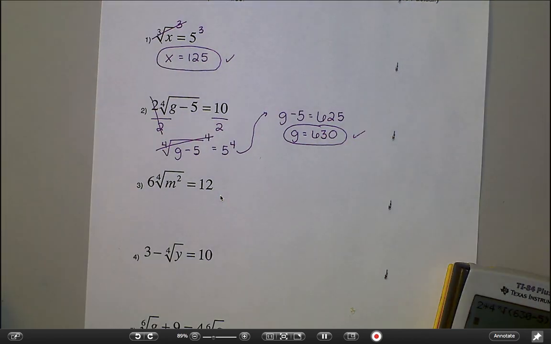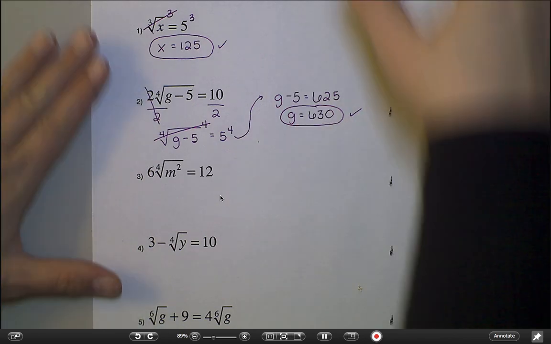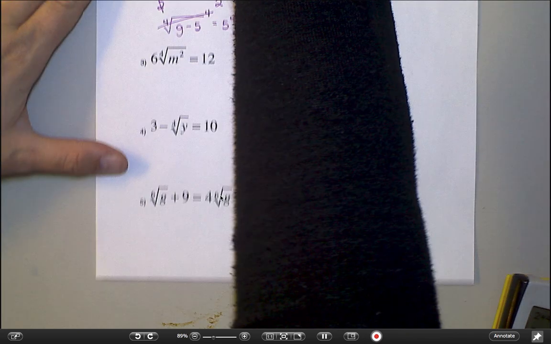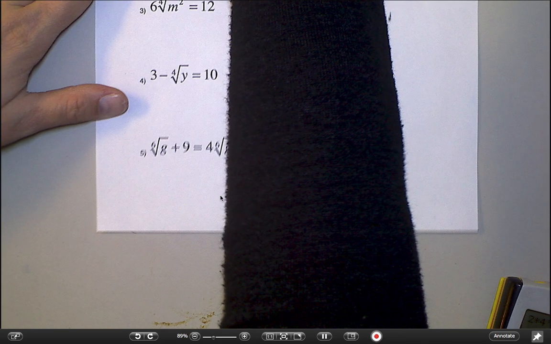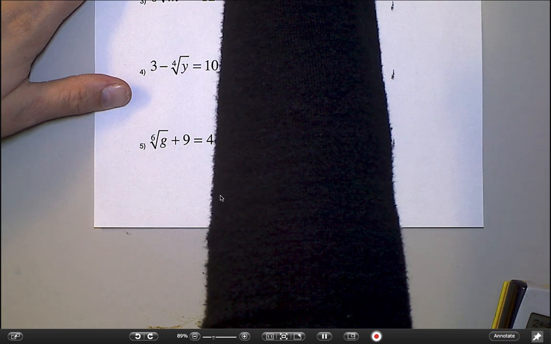For the sake of time, I'm actually going to skip over number 3 and go straight to number 4. In my classes that I taught that were not blended, we skipped over that one and we were just fine. So I'm going to go down to number 4.